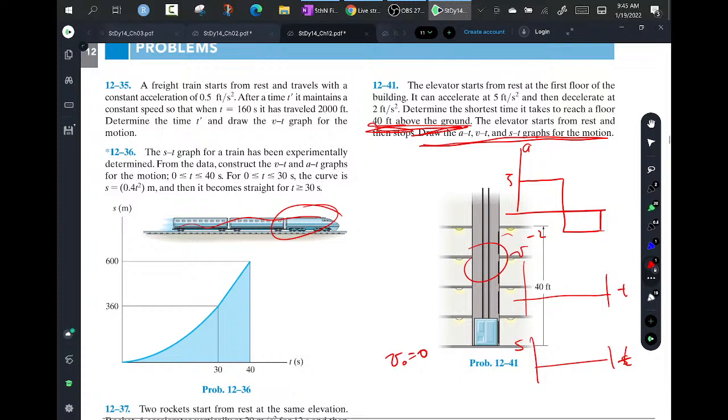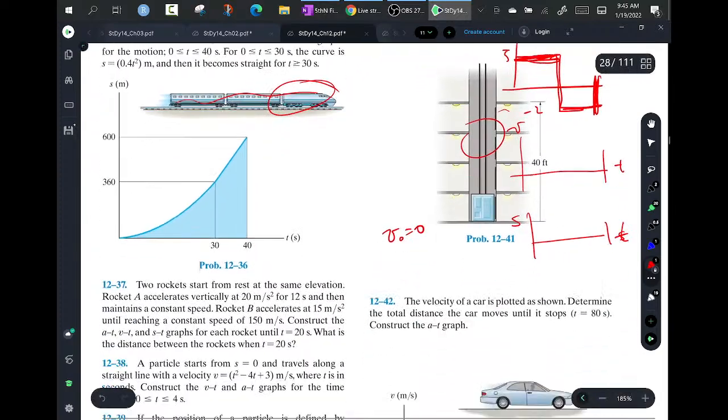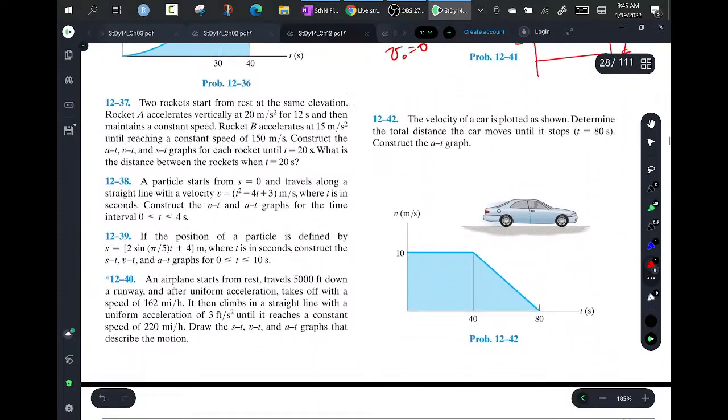Now, the key is you could accelerate for a certain amount of time, and then decelerate such that you made that 40 foot above ground the shortest period of time. So I'll leave that one to you. I don't think I've assigned that one.